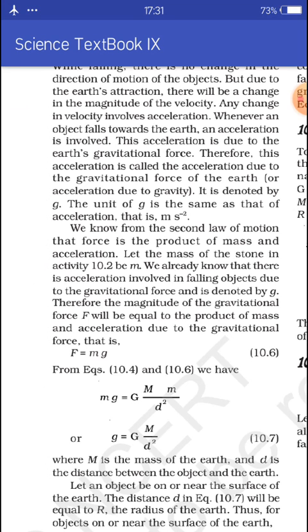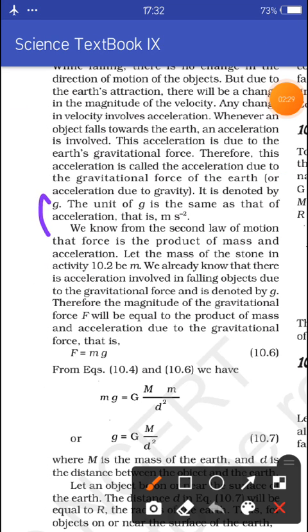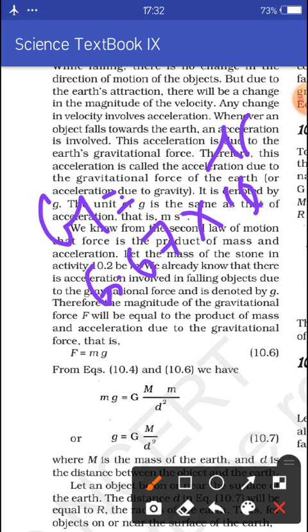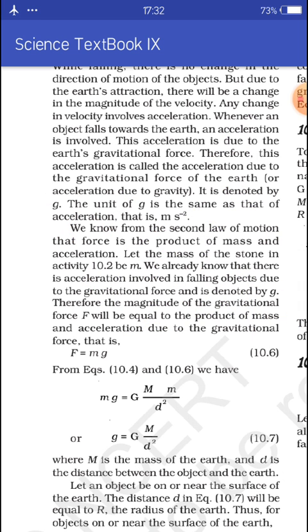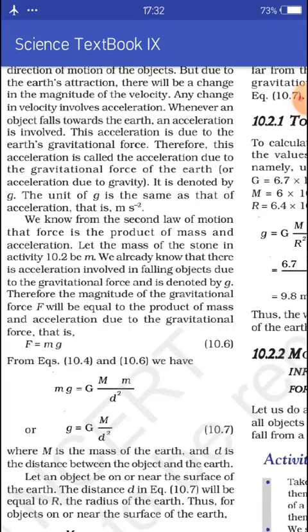The value of the gravitational constant G is equal to 6.67 into 10 raised to minus 11 Newton meter square per kg square. Okay, this is the value of the gravitational constant.